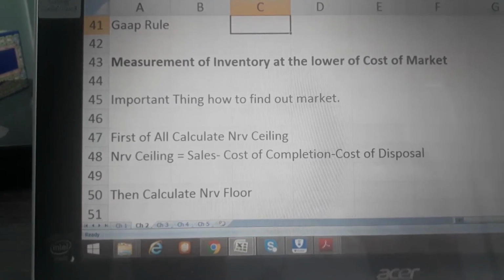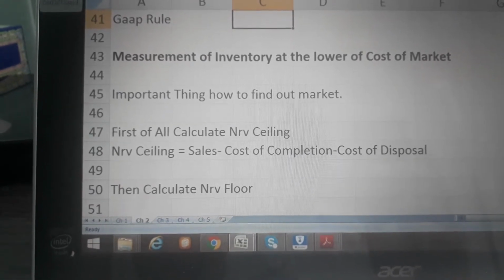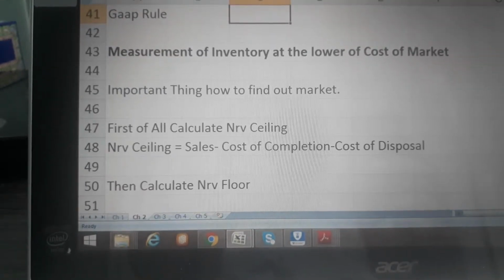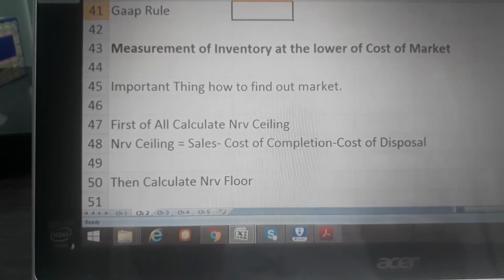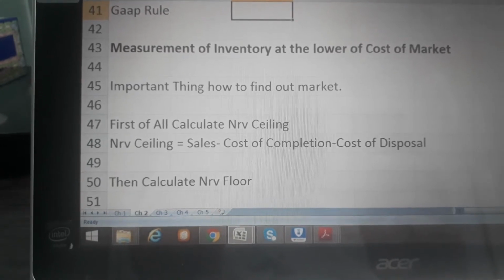This is one of the important topics, which we call measurement of inventory at the lower of cost or market. Here students basically face the issue of how to calculate the market. So we will develop a very simple rule for you to calculate the market. A few important things you need to understand.